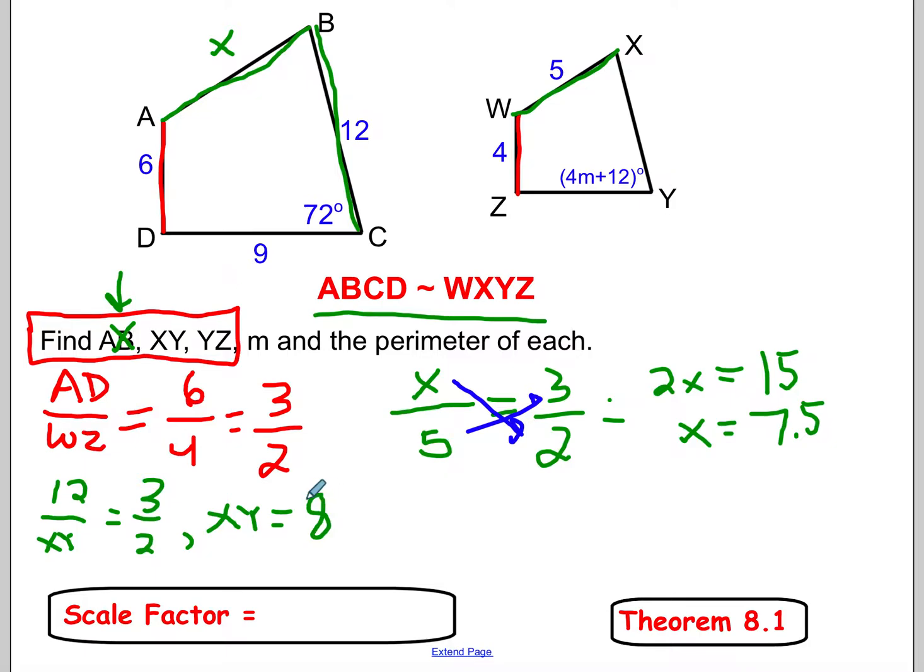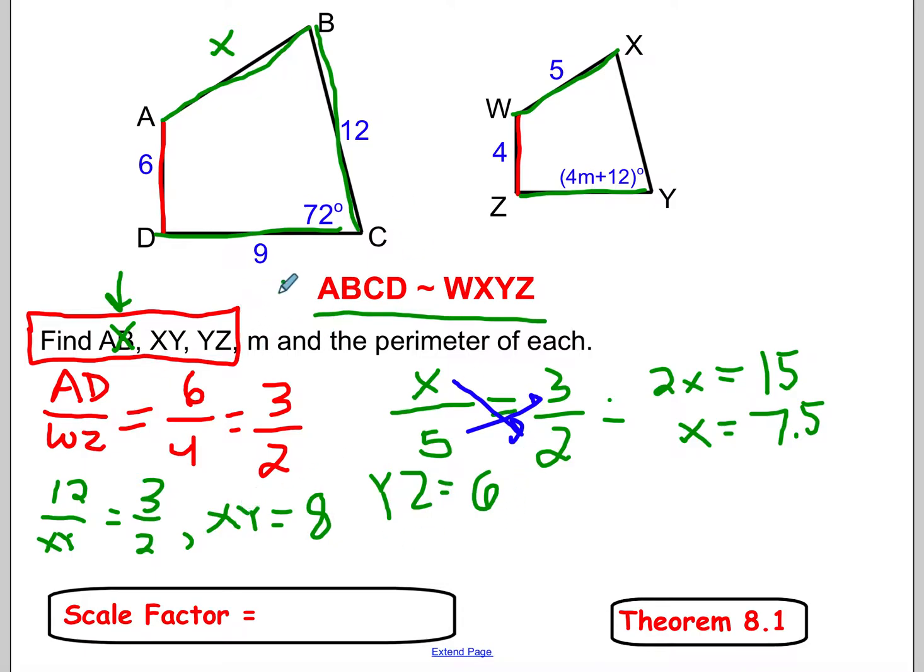And then down here, again, DC is 9. Corresponding side to DC is YZ. And in order for DC and YZ to have a 3:2 ratio, if you do the math, you will get that YZ has to be 6. Okay? So you should set up these proportions and solve just to make sure you understand what you're doing. But if you do this right, you should get that XY is 8 and YZ is 6.